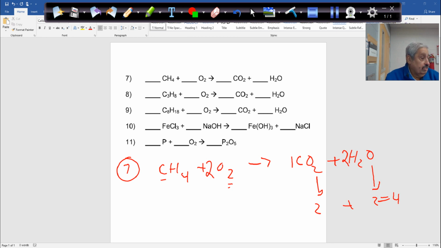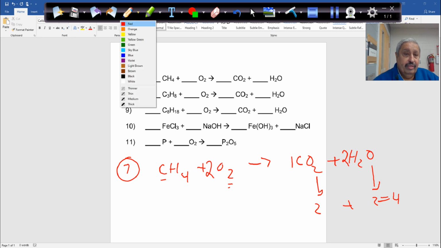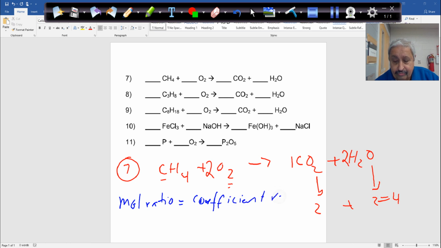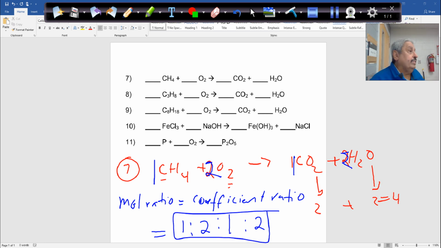Is this correct? Yes. So then I will say the mole ratio, or sometimes we call it the coefficient ratio, is 1 to 2 to 1 to 2. Did I put something like this? Yes. I'm putting some question like this, and you have to tell me which multiple choice is correct. Similar to that. So this is number 7, the balanced chemical equation with the ratio between the reactants and products 1 to 2 to 1 to 2. Okay, guys.